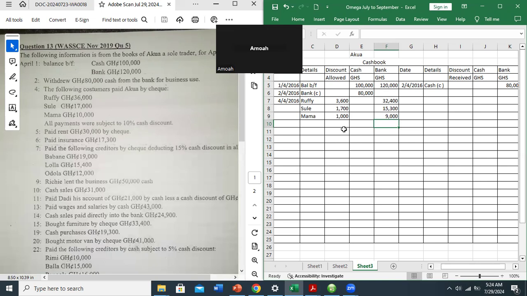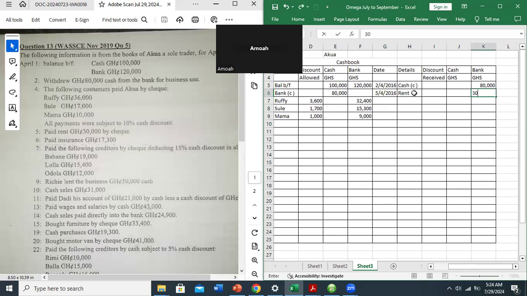Good. Let's move on. 5th, paid rent, 30,000 by check. So we are paying. So we go under the payment side. 5th April 2016. We paid rent by check. So that'll go under bank, 30,000.